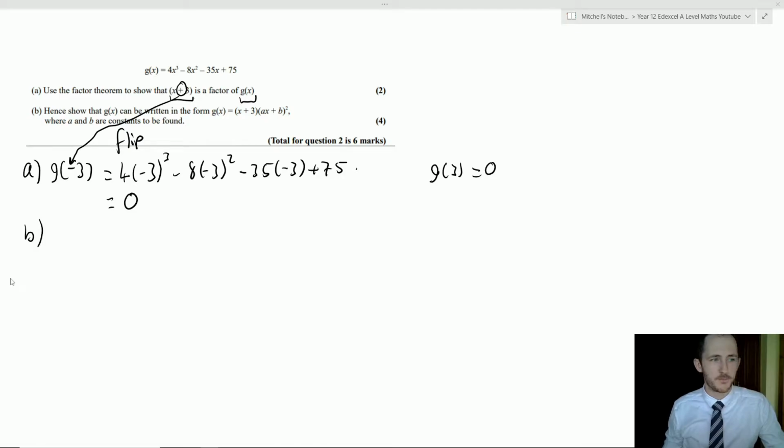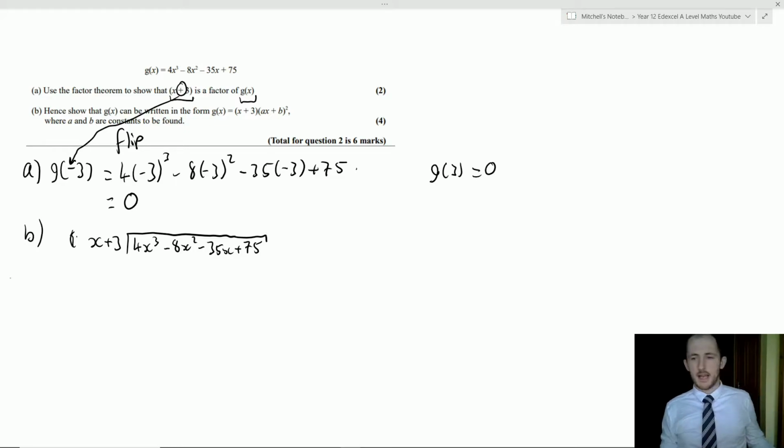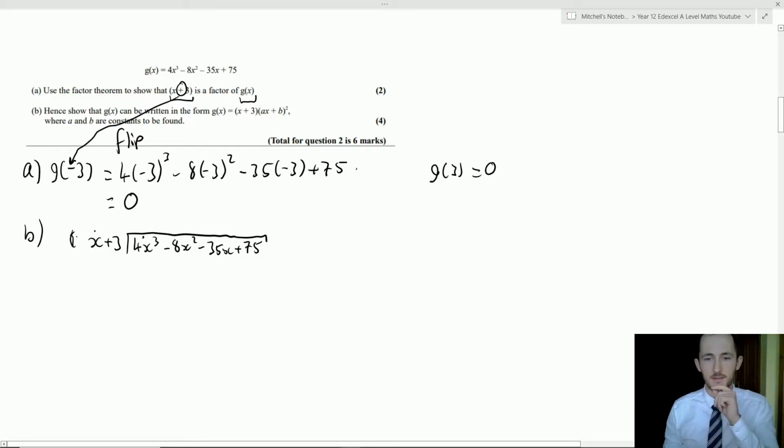So we put our factor on the outside. Let's not actually put the bracket. x plus 3, bus stop method, and then all of g of x: 4x cubed minus 8x squared minus 35x plus 75. Once again, I'll take this very slowly, but please stop me the second that you are unsure. So 4x cubed, you take the first thing here and divide it by the first thing in the divisor.